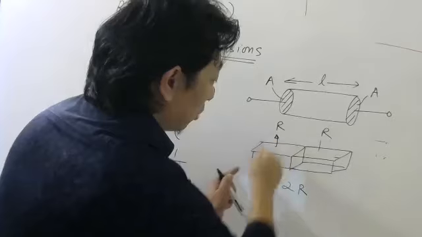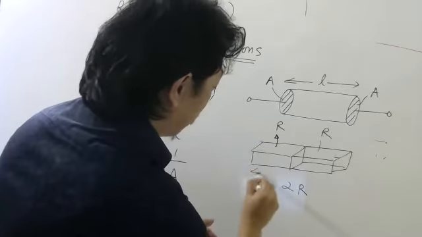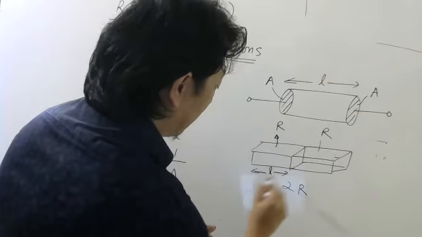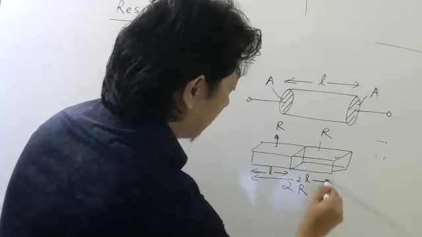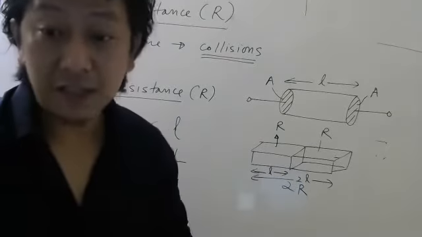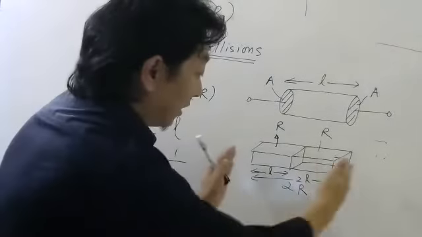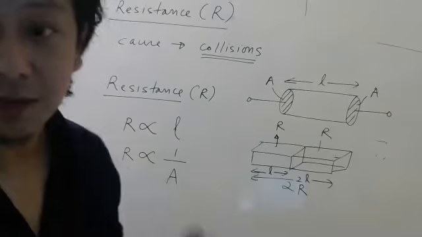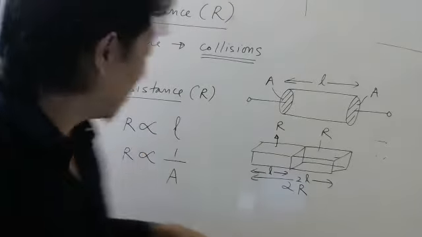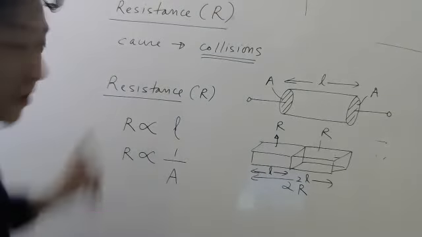So you can see the total resistance is 2R, but length is how much? Before the length was L, now the length is 2L. So what did you learn? If length is doubled, resistance also is doubled. So that is how they do it experimentally. So if length is doubled, resistance is doubled.